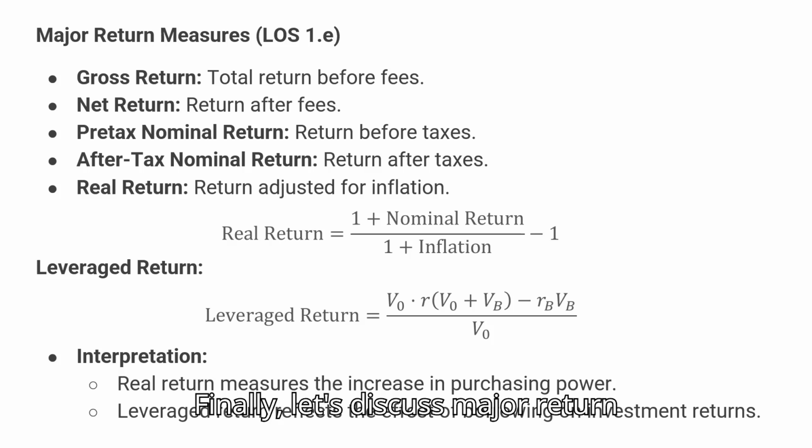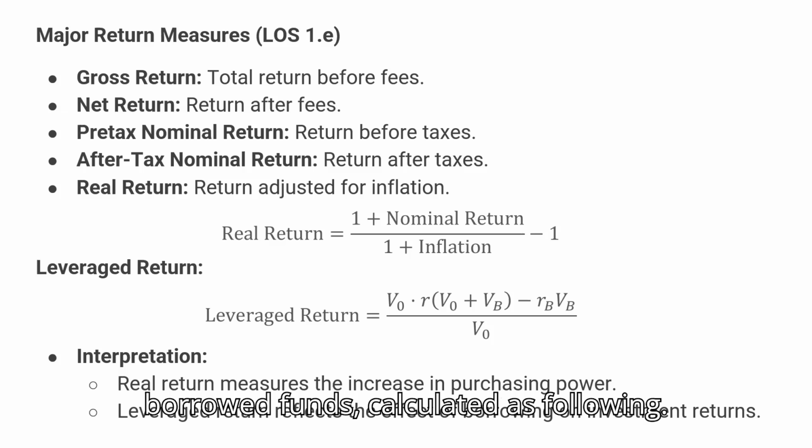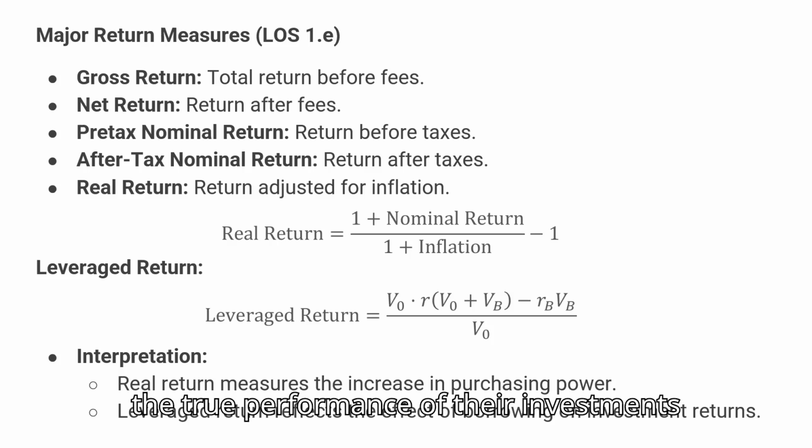Finally, let's discuss major return measures. These include gross return, total return before fees; net return, return after fees; pre-tax nominal return, return before taxes; after-tax nominal return, return after taxes; real return, return adjusted for inflation, calculated as below; leverage return, the return on an investment that uses borrowed funds, calculated as following. These measures help investors understand the true performance of their investments after accounting for fees, taxes, and inflation.